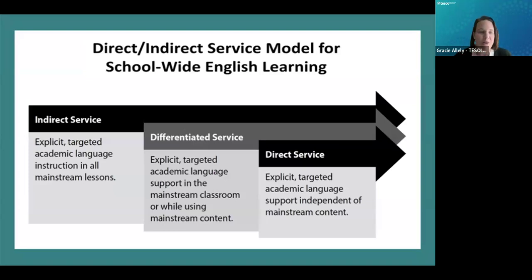So I want us to think for a minute about our school or district and just share in the chat. Which of these models do you feel like your school or district is doing really well? Where would be an area of growth? So take a minute and you can just drop in the chat or feel free to come off mute and share with the group what you think. How's your school doing with these three different service models?